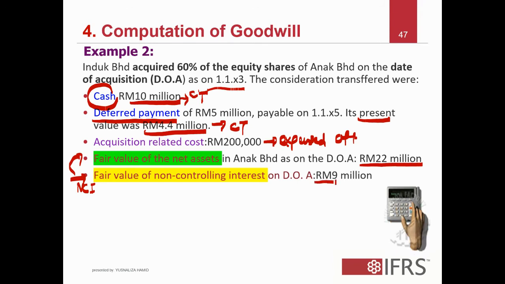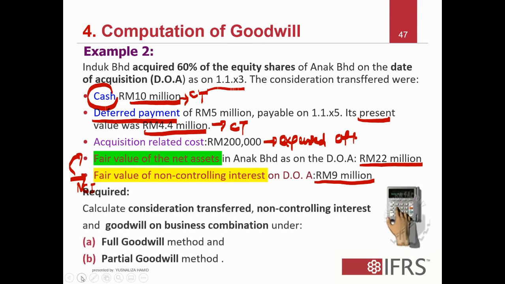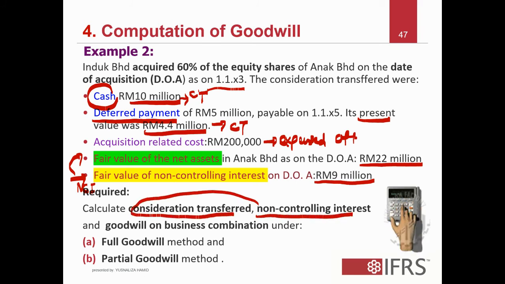Non-controlling interest at the fair value is 9 million. So this one is a different measurement that you will use later, depending on what is required. What is required, you ask? To calculate the consideration transfer, we can do this very fast. This one will be the same regardless of whether full or partial goodwill method. The consideration transfer will be the same.